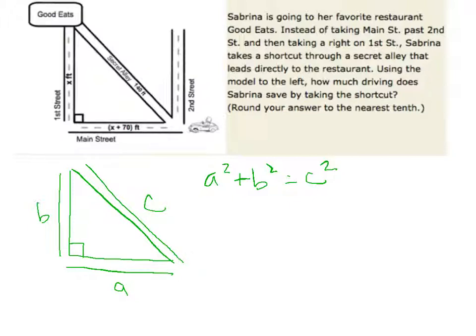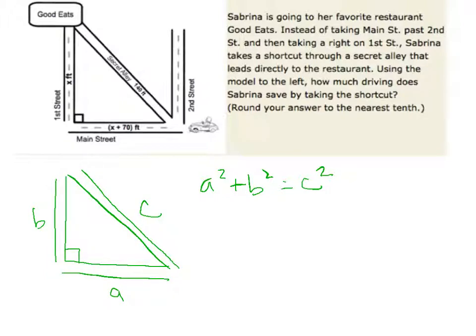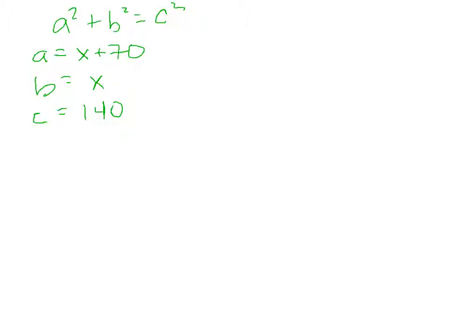Using our model, we can see that a equals x plus 70, b equals x, and c equals 140. Now I want to plug my a, b, and c into Pythagorean's theorem. So I get x plus 70 squared plus x squared equals 140 squared.